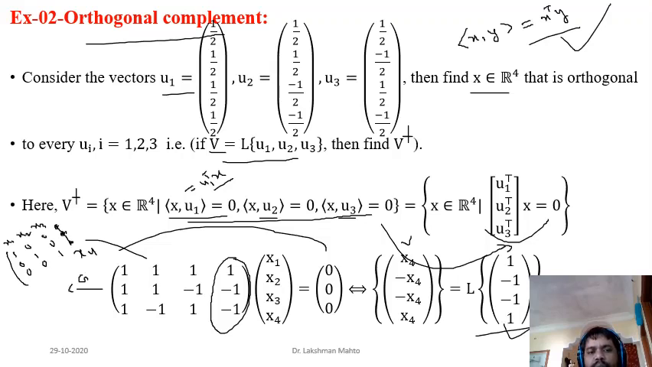That means V-perp is a line, and V is a linear combination of three vectors. So it is a three-dimensional subspace in R4, and correspondingly V-perp is a line. It is a single-dimensional space of R4.